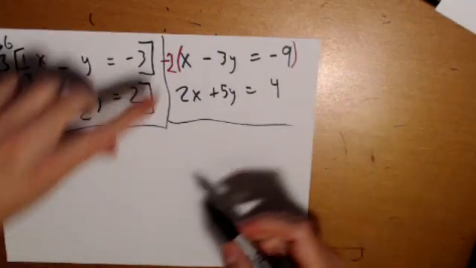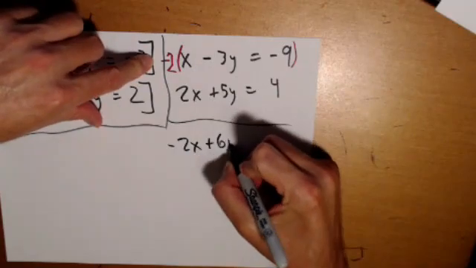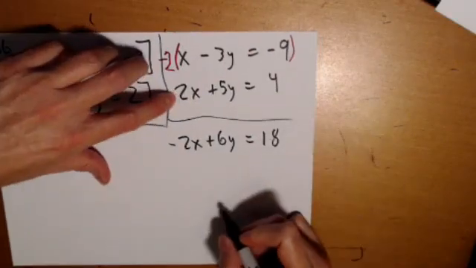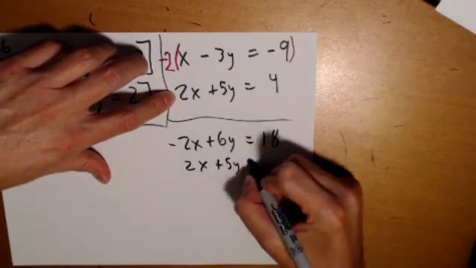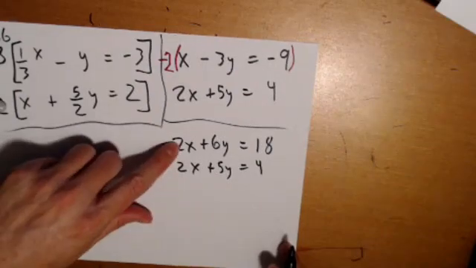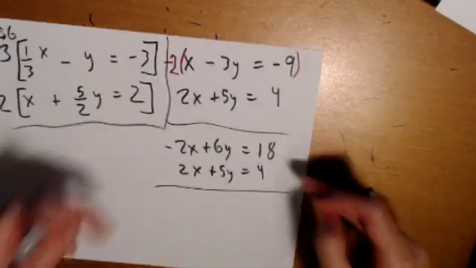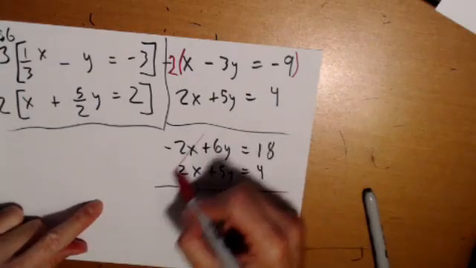So let me rewrite things. So -2x plus 6y equals positive 18. And this guy I'm just going to rewrite. 2x plus 5y equals 4. Negative 2x sitting on top of a positive 2x, because I'm just going to combine the lines together. Here's the fun part. Bye-bye.